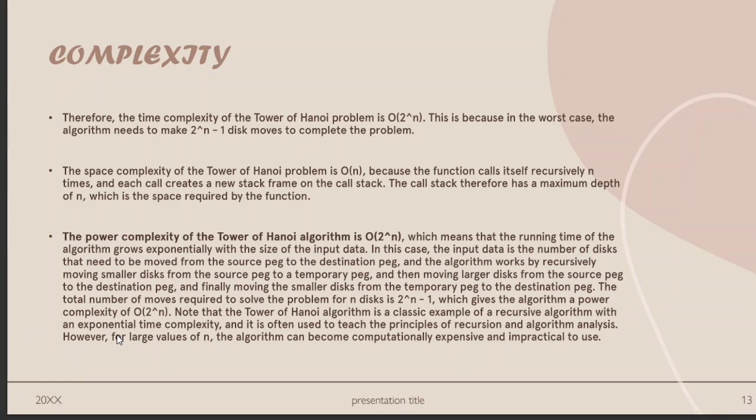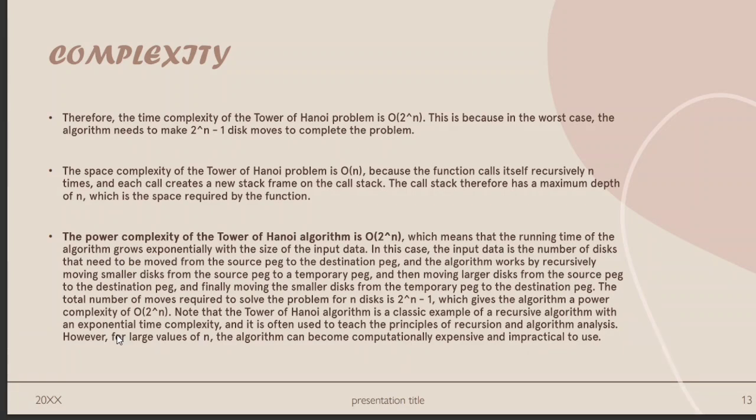This is because in the worst case, the algorithm needs to make 2 to the power n minus 1 disk moves to complete the problem. The space complexity of the Tower of Hanoi problem is O(n) because the function calls itself recursively n times and each call creates a new stack frame on the call stack. The call stack therefore has a maximum depth of n, which is the space required by the function.